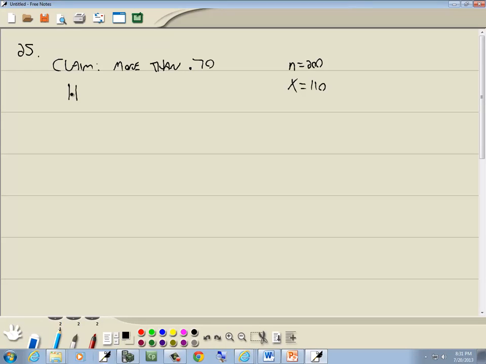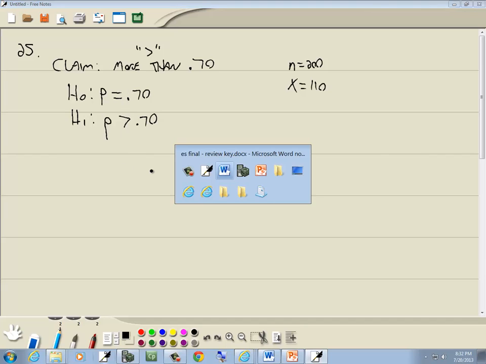Well, more than. That means greater than. So down here in H1, I'm going to have p is greater than 0.70. And H naught, this would be p is equal to 0.70. I like to teach in my class less than or equal to, but it doesn't make any difference. I like these to be opposites of each other.